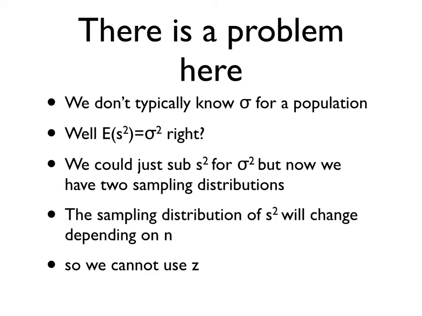So we can't use z, because z doesn't change depending on the n, does it? It's always the same. You just look it up. Think about a z table. You want 0.05, one-tailed, it's 1.645. It's always 1.645. You want 0.025, one-tailed, or 0.05, two-tailed, it's 1.96. Works that way. Can't do that here. We have to worry about the number of subjects. We have to worry about the number of degrees of freedom.